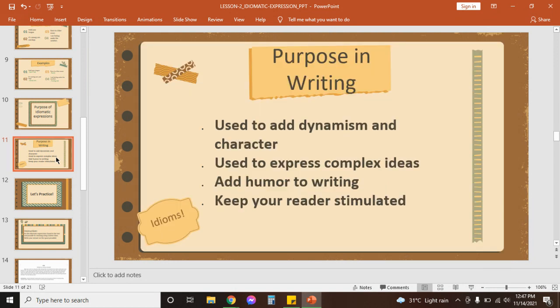Can you read it? Can you see it on the screen? Is it reflected on the screen? Yes. Okay, can you hear me? Am I clear? Am I audible? Yes. Okay, very good. Can you read it? Purpose in writing. And now you're gone.